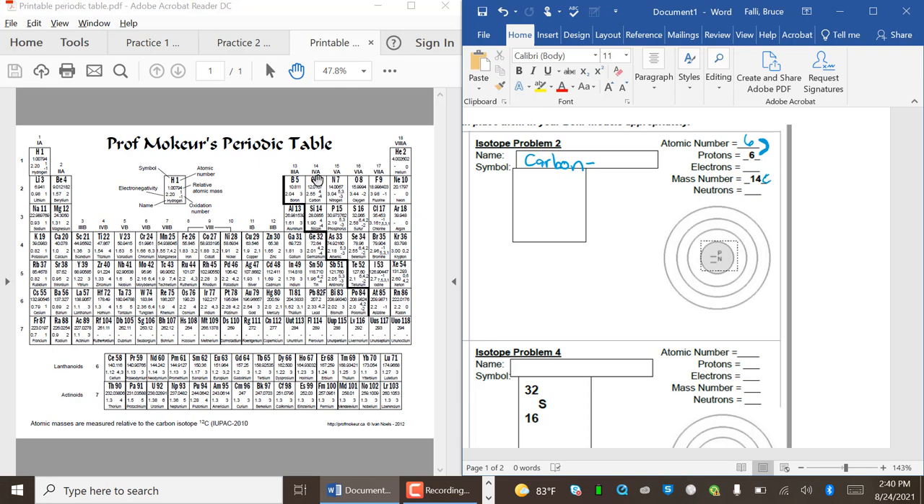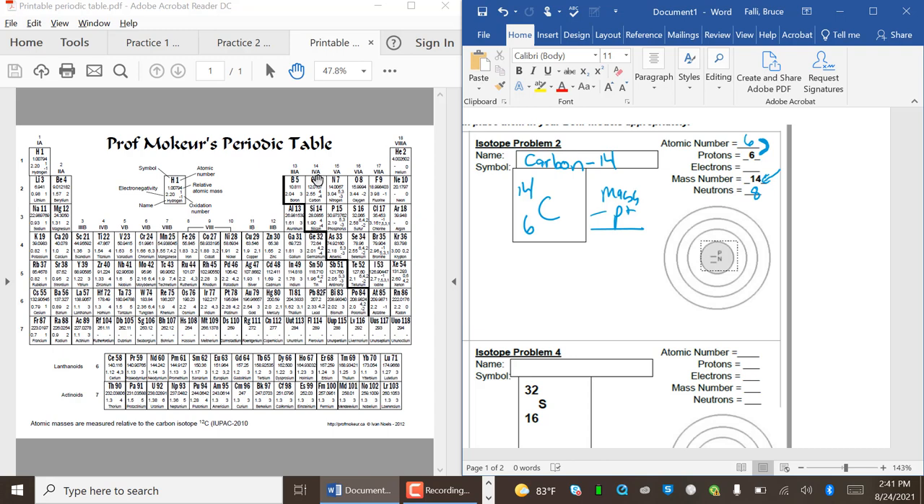Mass is 14. This is a chubby carbon. All right? So it's been eating too many pumpkin donuts. So the mass is 14. 6 protons. We got that here, right? Neutrons, remember, neutrons are mass minus protons. 14 minus 6, I got 8 neutrons.